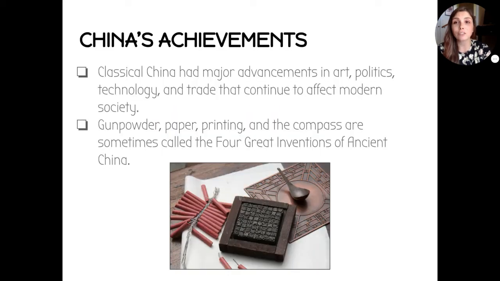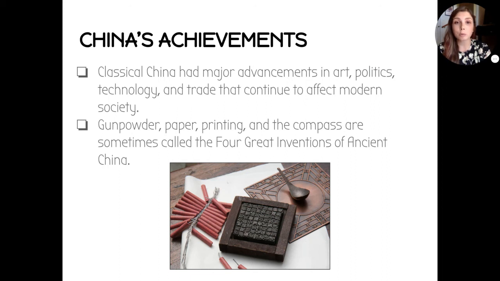Our last section is going to focus on China's achievements. What advances did they give to the world? Classical China had major advances in art, politics, technology, and trade that continue to affect our modern society. Many of the advancements and inventions that they created, we still use in our life today.